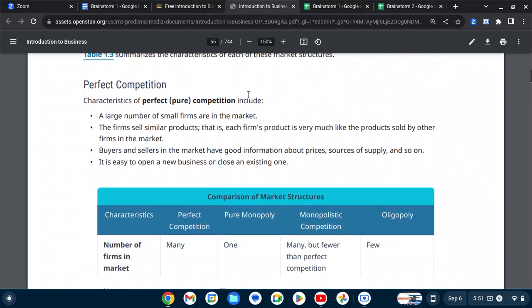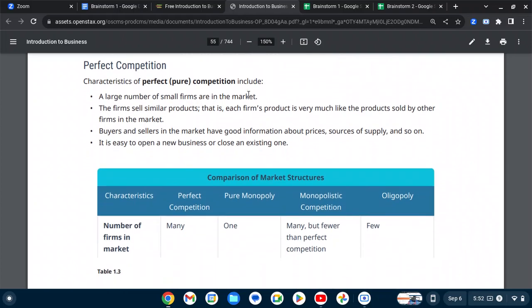Perfect competition. Characteristics of perfect, pure competition include a large number of small firms in the market. The firms sell similar products. That is, each firm's product is very much like the product sold by other firms in the market. Buyers and sellers in the market have good information about prices, sources of supply, and so on. It is easy to open a new business or close an existing one.